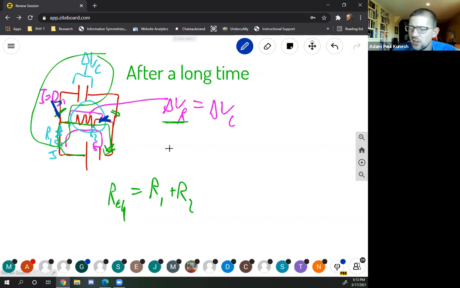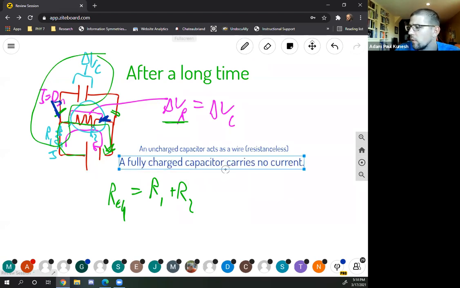An uncharged capacitor acts as a wire, or I say it's resistanceless. An uncharged capacitor acts as a wire, it's resistanceless. A fully charged capacitor carries no current. Carries no current. Or if you like, you can say it's fully resistive.